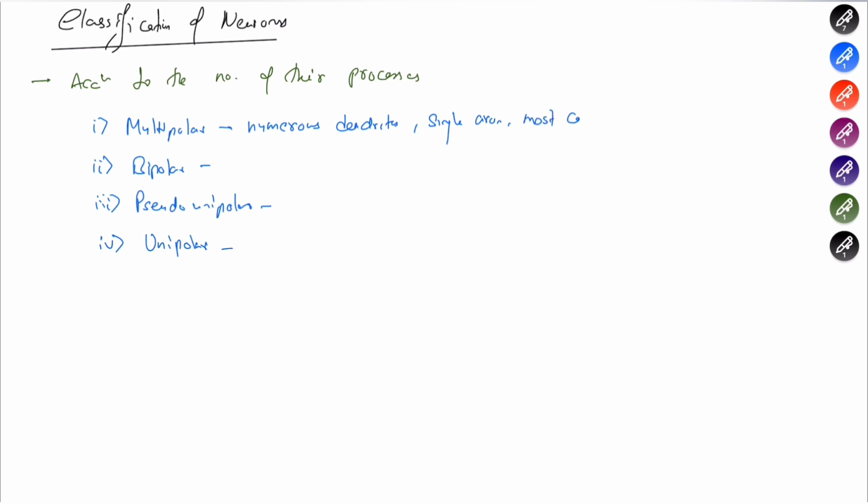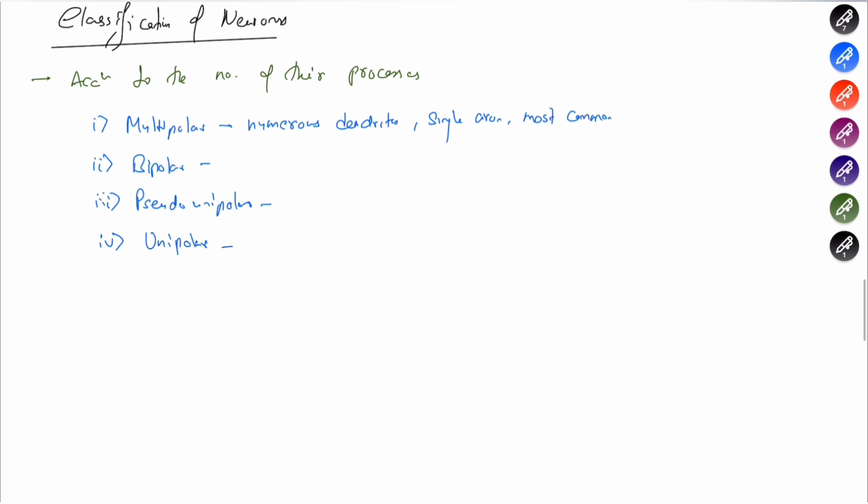Example: all motor and internuncial neurons. Internuncial means interneuron, which connects two neurons. Bipolar has one dendrite and a single axon.